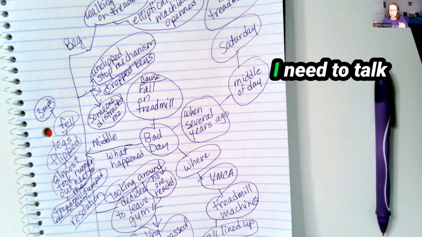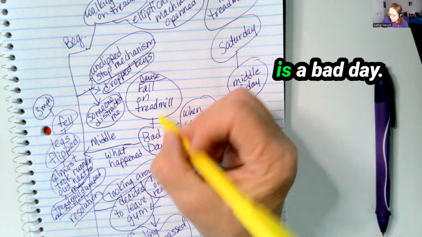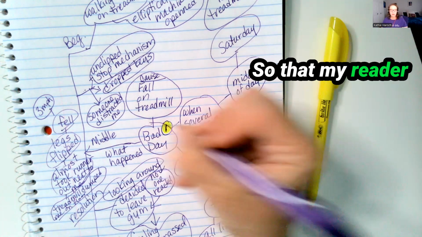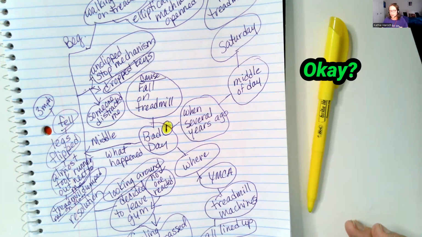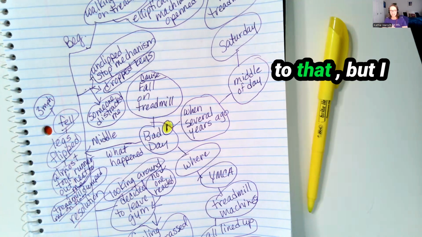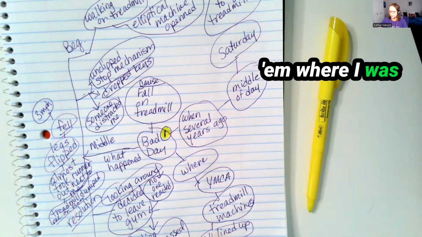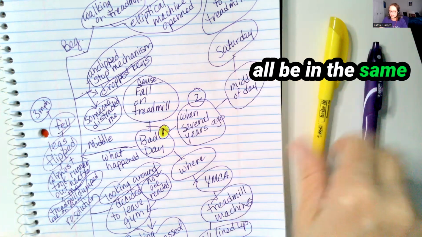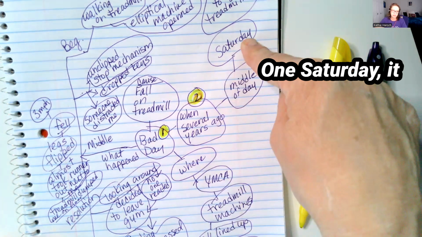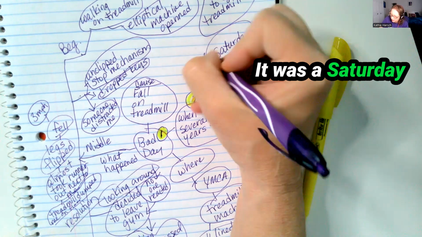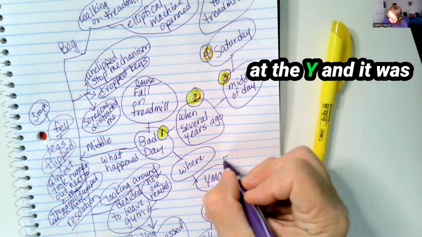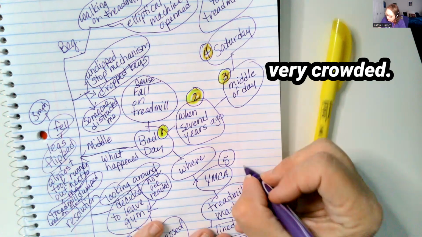Okay, so first of all, I need to talk about what my topic is, which is a bad day. So I do need to start with this so that my reader knows that I'm starting with that. Okay, now I'm not going to tell them right away that I fell on a treadmill because I'm going to work up to that. But I do want to tell them where I was and when I was. And this might all be in the same sentence. Like, several years ago, I had a really bad day one Saturday. It was the middle of the day. It was a Saturday at the Y, and it was very crowded.